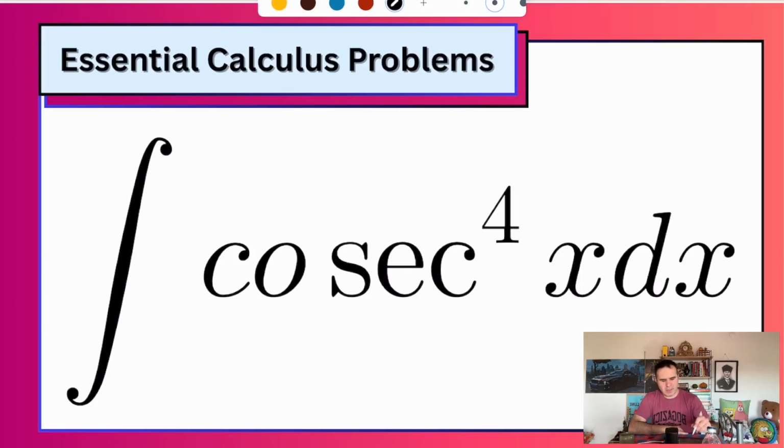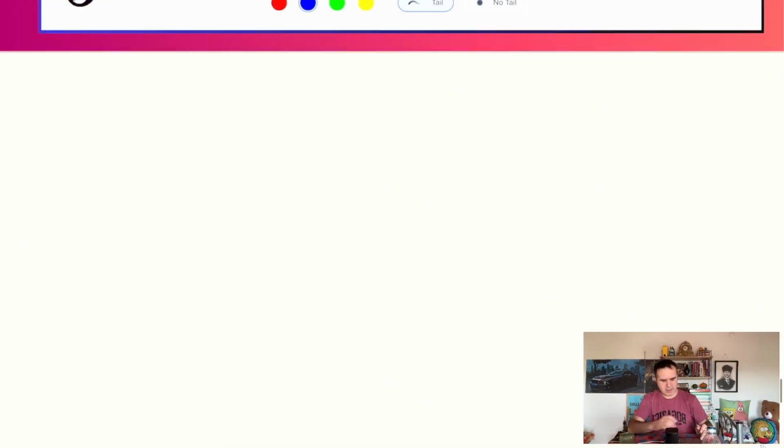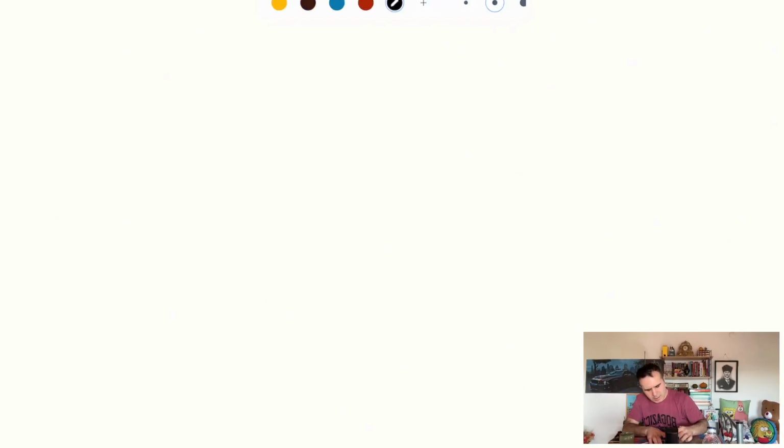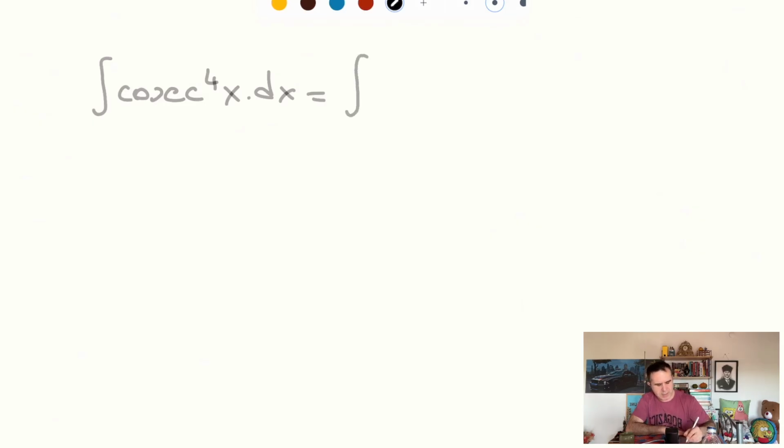Hello everyone. In this lecture of the Essential Calculus Problem Series, we will solve the integral of cosecant to the power of 4x dx. Let's write the integral again, cosecant to the power of 4x dx. In order to solve this problem, we should write cosecant to the power of 4x as cosecant square of x times cosecant square of x dx.